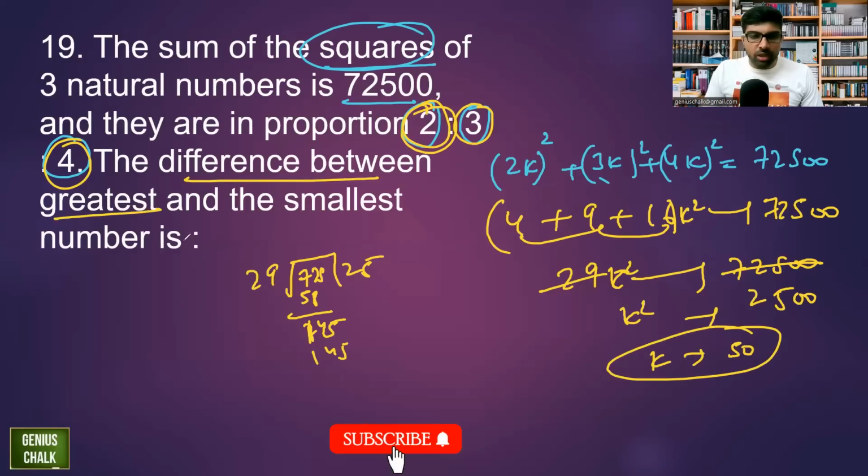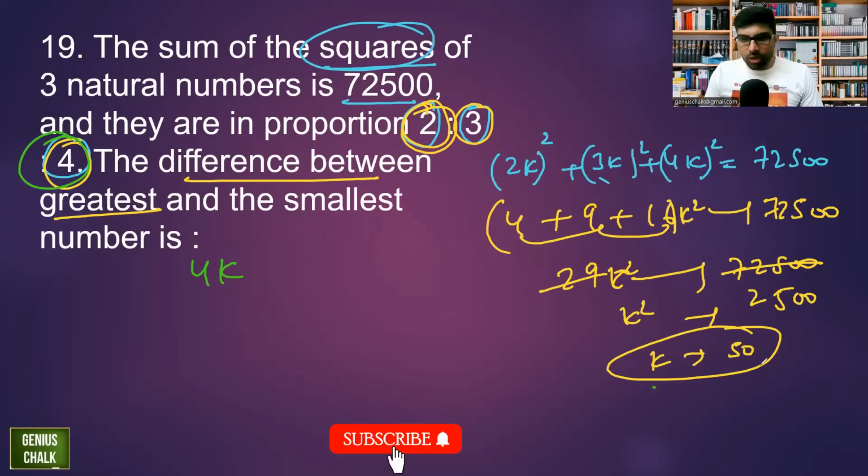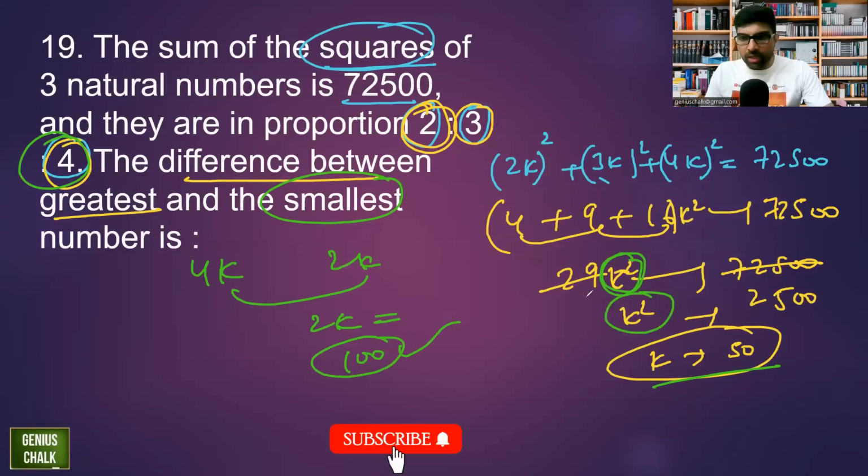So if K is 50, what is my answer? Difference between the greatest and the smallest. So what is the greatest number? Greatest number is the one which is having the greatest proportion. So who is having the greatest proportion? That is 4. So 4K, right? And there is no need of this actually. We can directly solve. 4K, and the smallest is 2K. The gap is 2K. What is K? 50. So the difference has to be 100. Difference has to be hundred, right? So please don't forget to have the square here, else your answer may be wrong, right? So this is what we have learned.